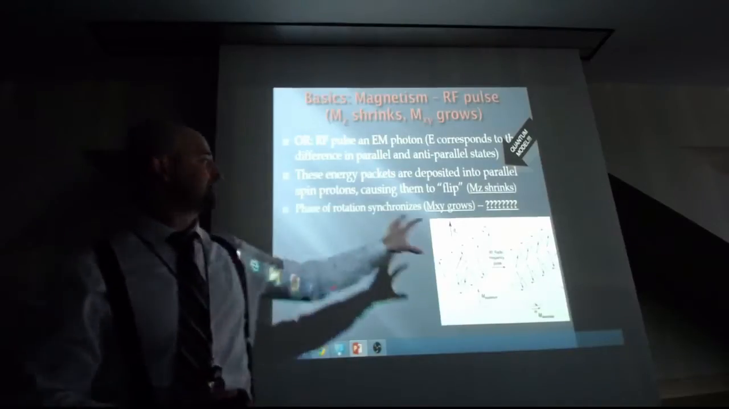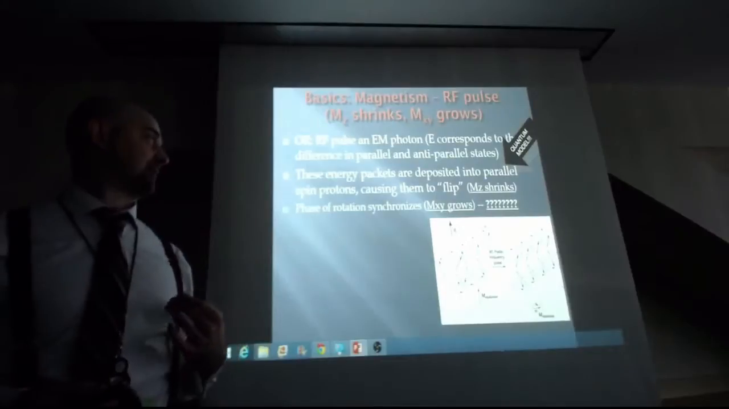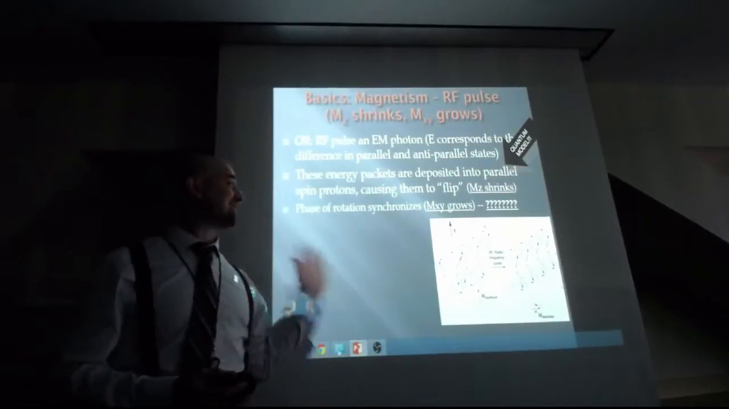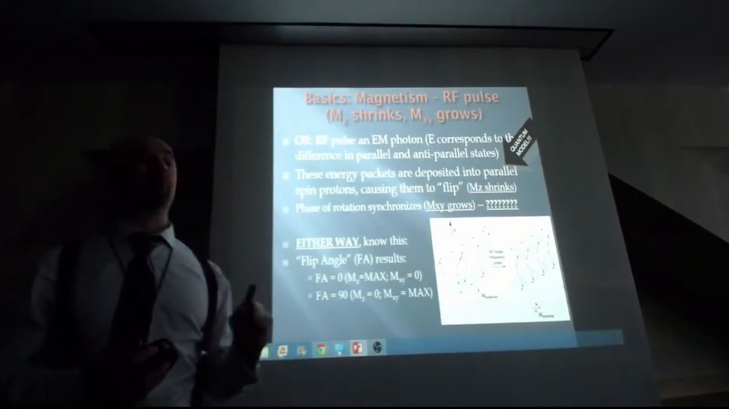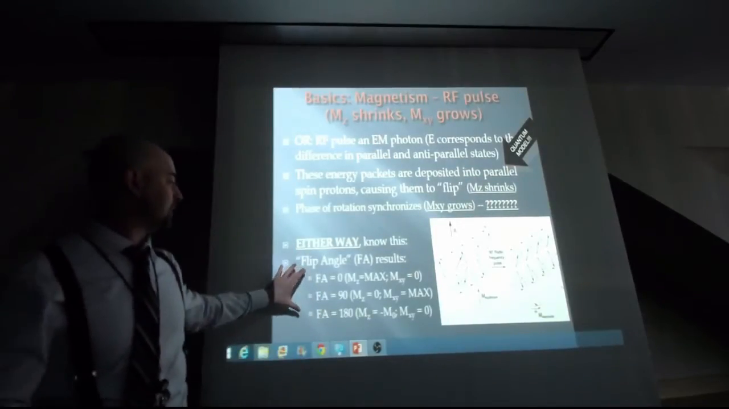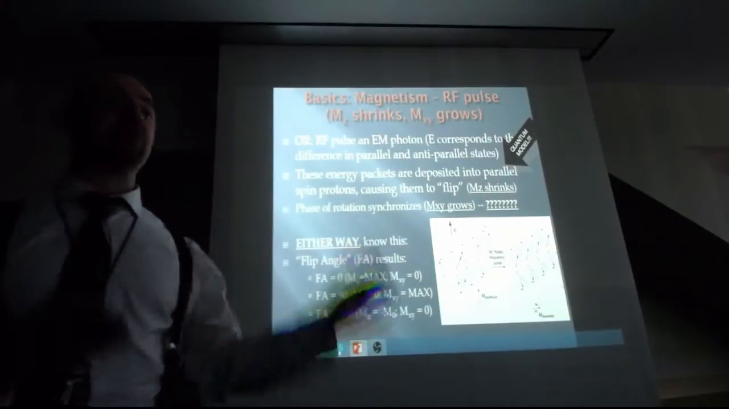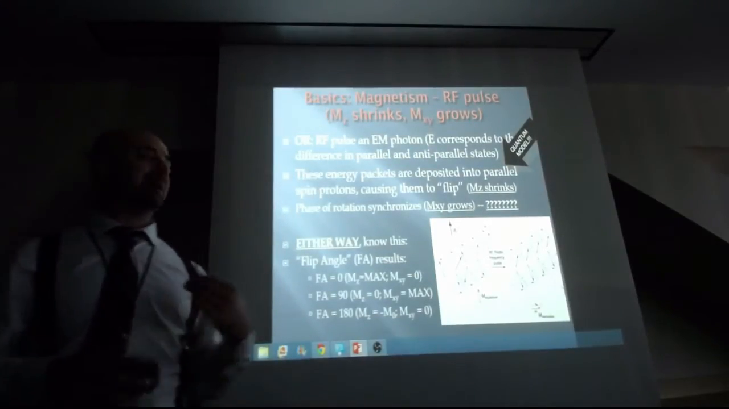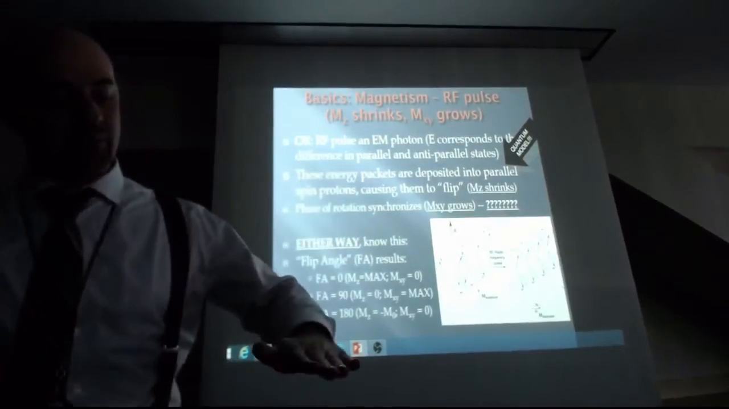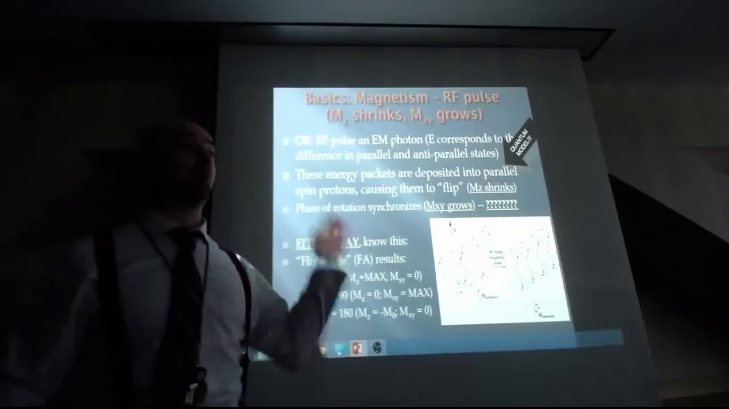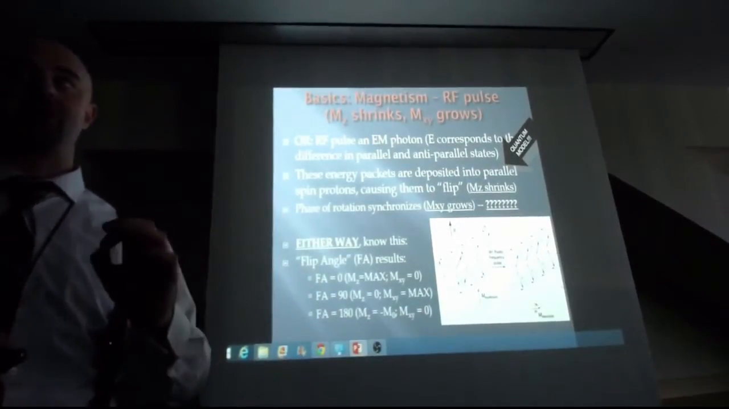Now, how does MXY grow in this model? Just remember that there's always a resulting flip angle. These are the important ones to remember. At a flip angle of zero, MZ is maximized and MXY is zero. At a flip angle of 90, MZ is emptied and MXY is maxed. At 180, you invert MZ, and there's no MXY. Questions?